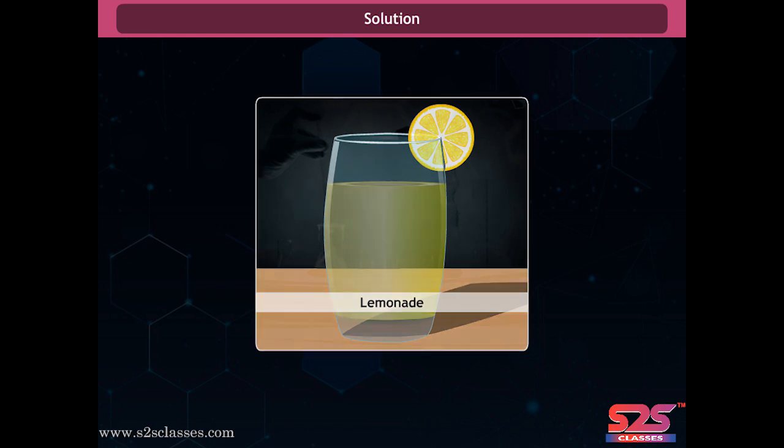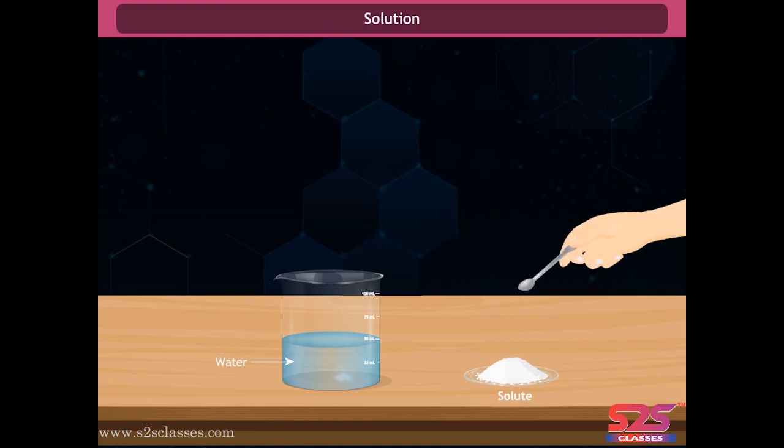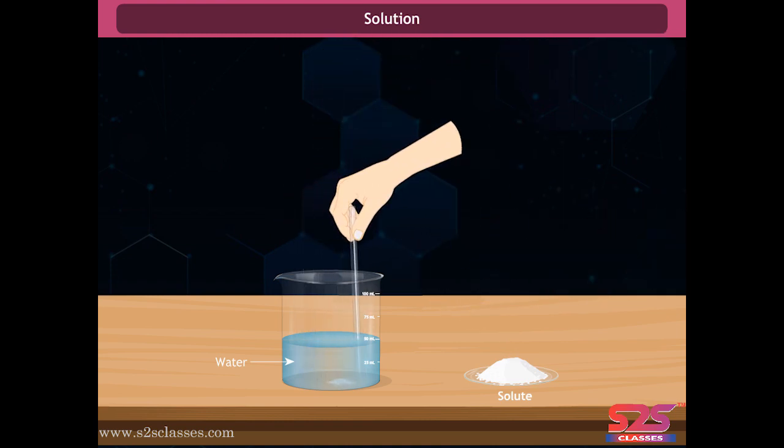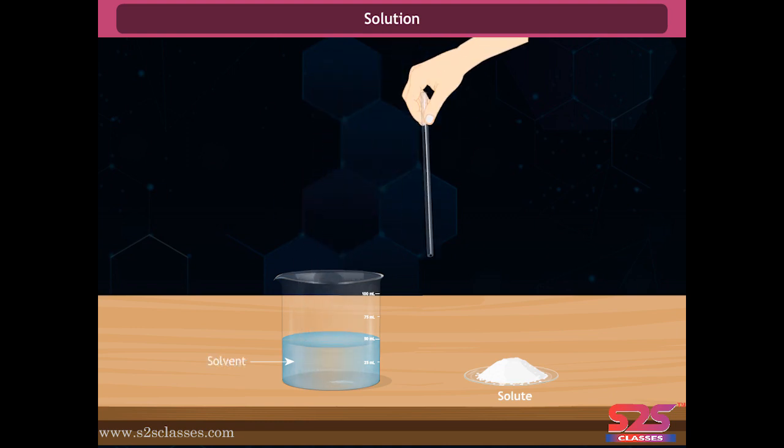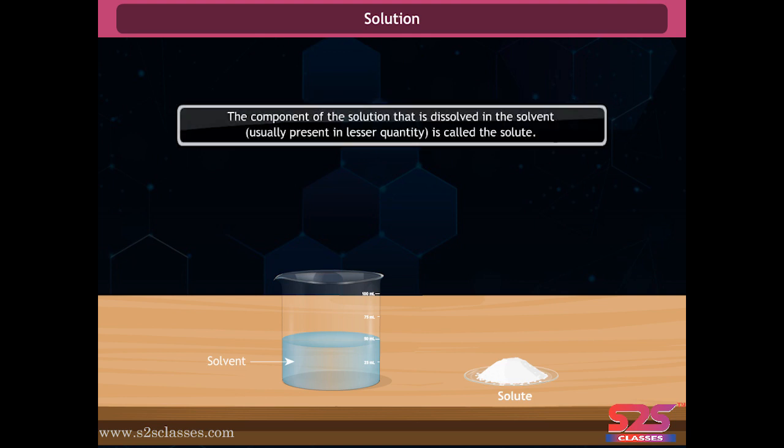Let us explain with the help of an activity. Take some amount of water in a beaker and add some salt in it. Stir the solution and observe. We observe that the salt dissolves in it. Thus we conclude that a solution has a solvent and a solute as its components. The component of the solution that dissolves the other component in it, usually the component present in larger amount, is called the solvent. The component of the solution that is dissolved in the solvent, usually present in lesser quantity, is called the solute. Here the salt is the solute.